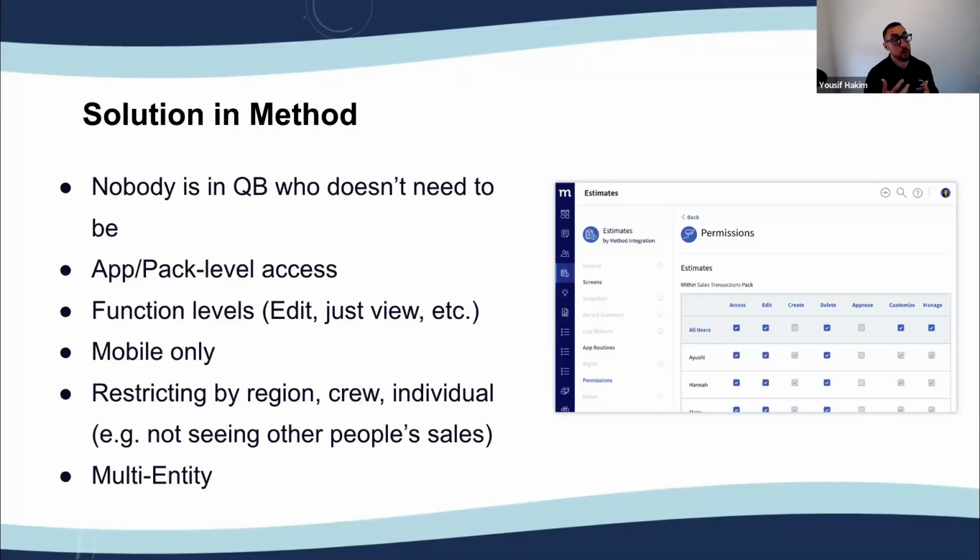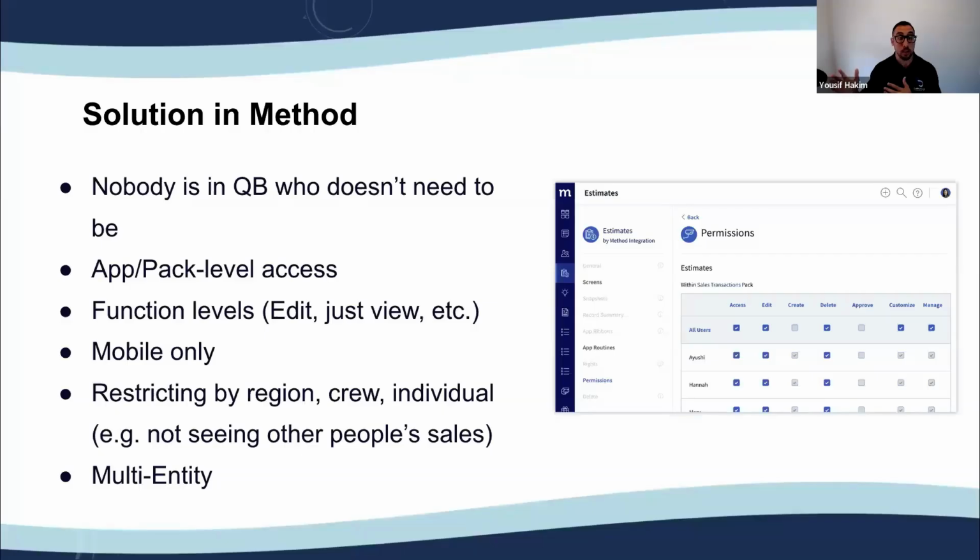On top of that, the beauty of Method is that not only does it give you the app level, but also the record level access. So record level access meaning maybe you don't want everyone seeing all of everyone's records, right? Maybe you're saying, hey, listen, I want this sales rep to only focus on their estimates.